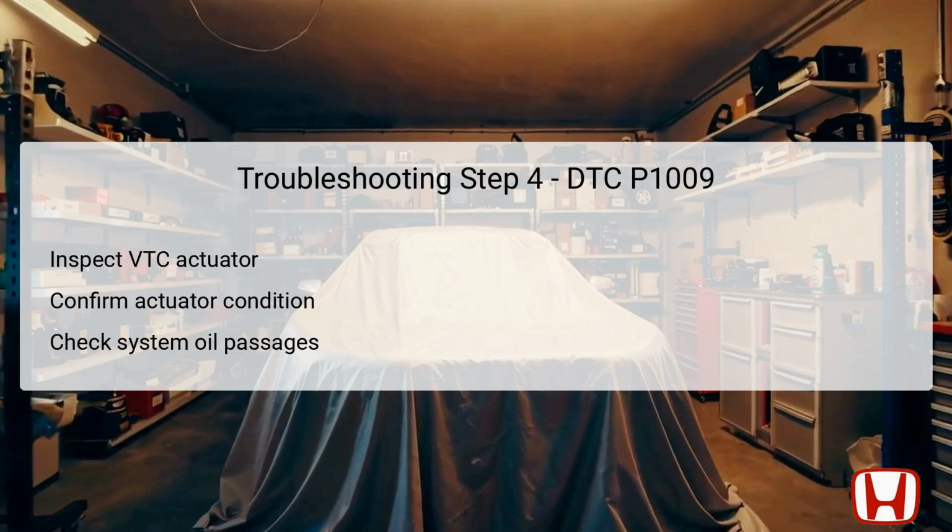During the fourth troubleshooting step, the VTC actuator is inspected for any signs of damage or malfunction. The actuator's role is to adjust the camshaft position based on the oil flow, allowing for precise timing of valve openings and closings. A visual and functional inspection should help ascertain whether it is operating as expected.